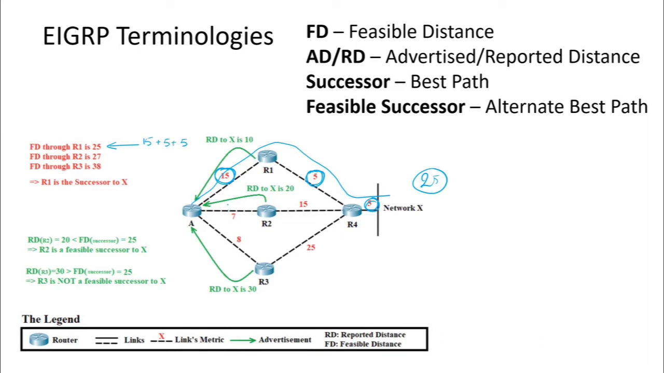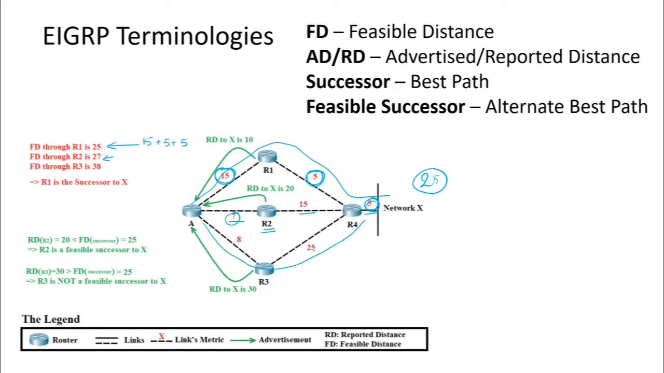Same thing. If we go via R2, what will be the feasible distance? 7 plus 5, 15 plus 5. It means 15 plus 5, 20, and plus 7, that is 27. Perfect. What about the feasible distance through R3?